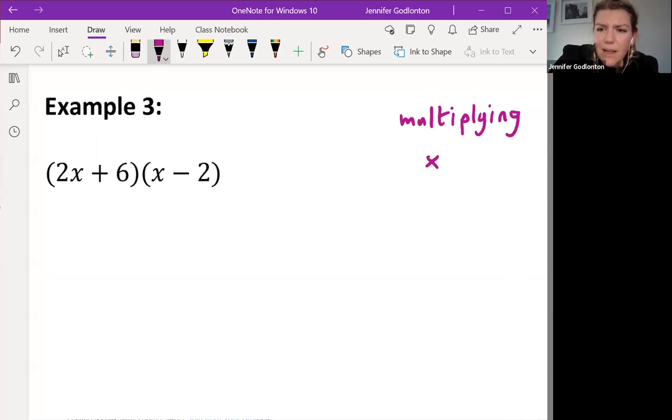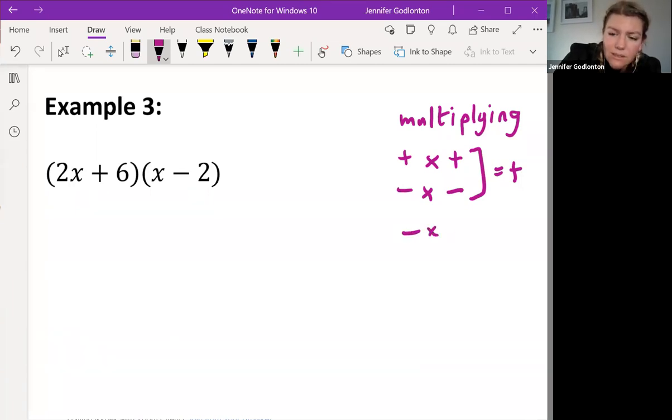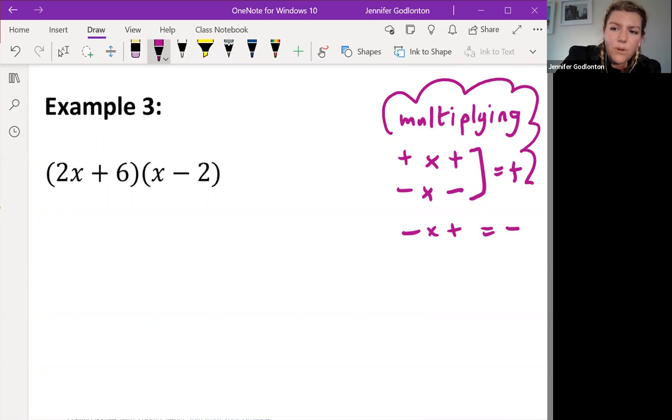If we are multiplying a positive and a positive, and if we're multiplying a negative and a negative, that's going to equal a positive. So basically, if the signs are the same as each other, then our answer would always be positive. And if our signs are different from each other, our sign will be negative. So just try and use this to help you as you work through it.